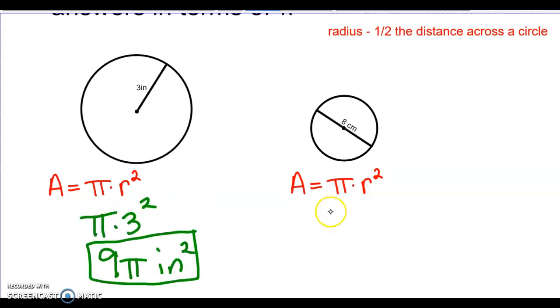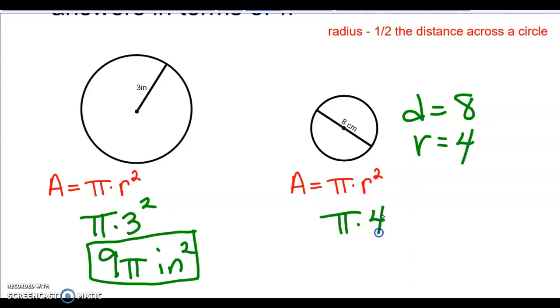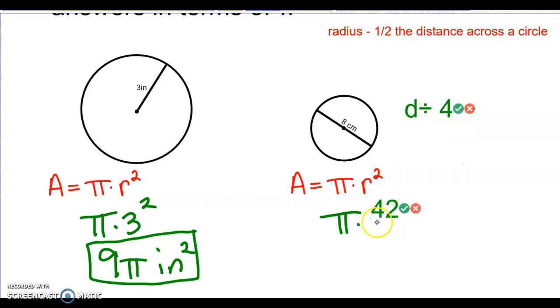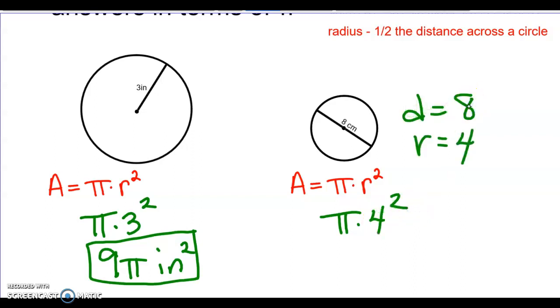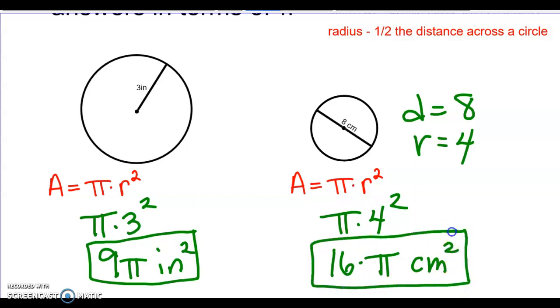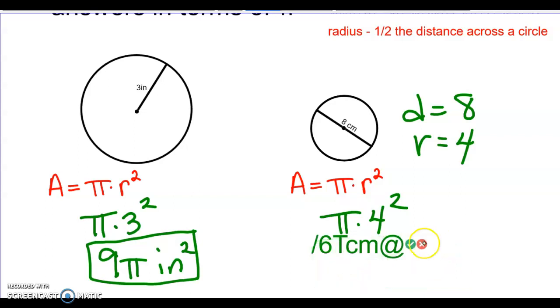Okay? So this one, pi, the diameter here is 8. So that means the radius would have to be a 4. It's halfway across. So 4 squared. Now 4 squared does not mean 4 times 2. It means 4 times itself. So that would be 16 pi. So 16 pi centimeters squared. We are not typing in the pi on our calculator. We are just leaving it hang out right there.